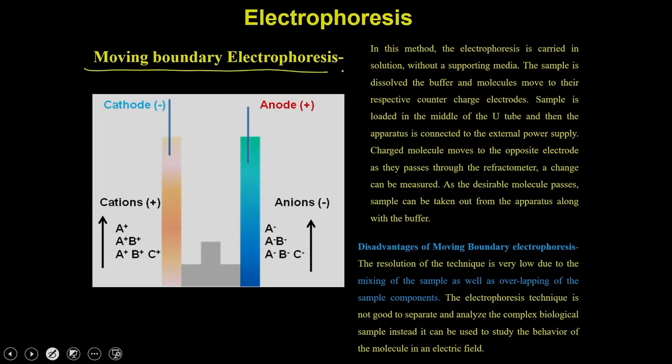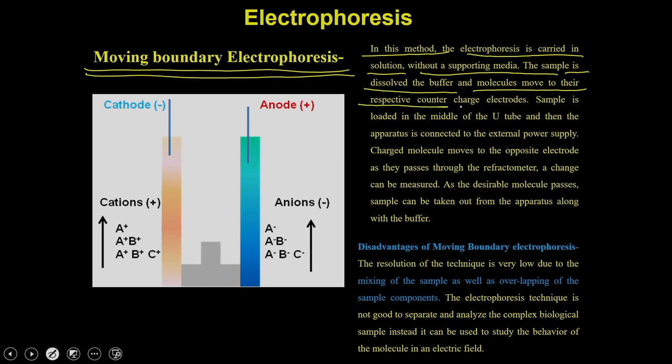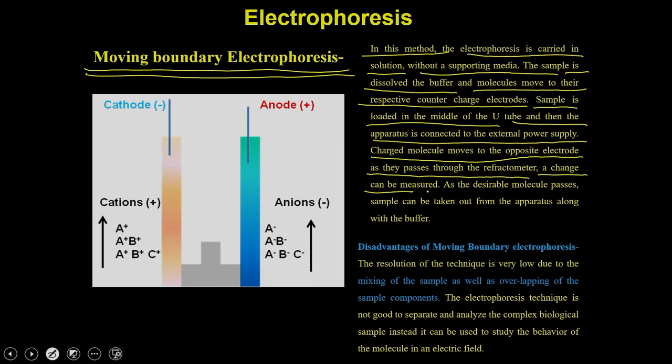So, the first apparatus people designed is called the moving boundary electrophoresis. In this method, the electrophoresis is carried out in solution without a supporting media. The sample is dissolved in buffer and the molecule moves to its respective counter-charge electrode. The sample is loaded in the middle of the U-tube, and then the apparatus is connected to the external power supply. The charged molecule moves to the opposite electrode. As they pass through the refractometer, a change can be measured. As the desirable molecule passes, the sample can be taken out from the apparatus along with the buffer.